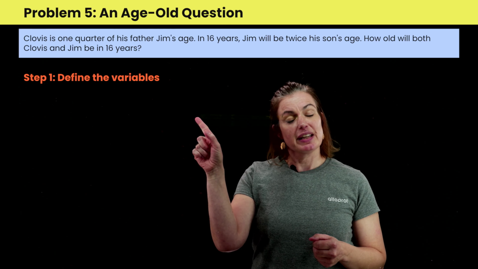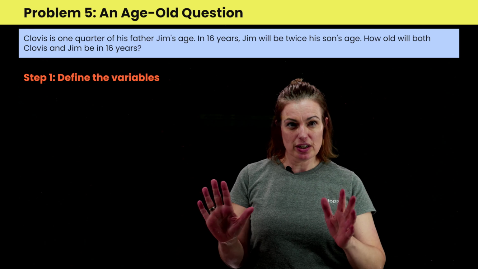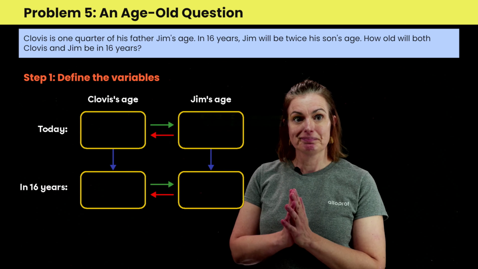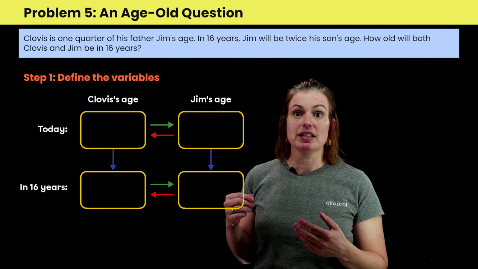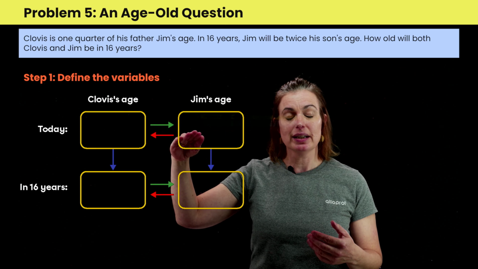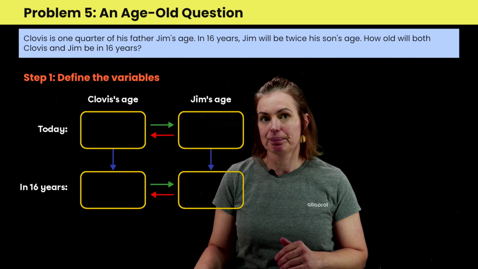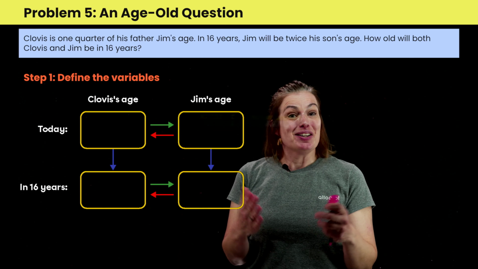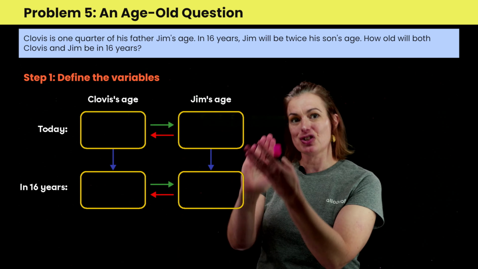So the first step is, again, to define the variables. And to help us organize our thoughts, I'm going to propose another little diagram for you. Set it up just like this. And you see that I've got it already organized into the idea of Clovis's age and Jim's age both today in the first line of work and in 16 years in the second line of work. So the decision is now, do I make my variable Clovis's age today or Jim's age today?